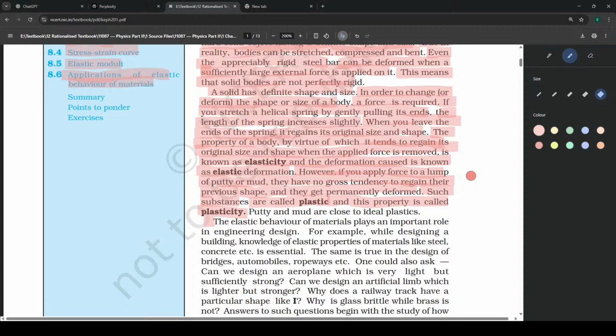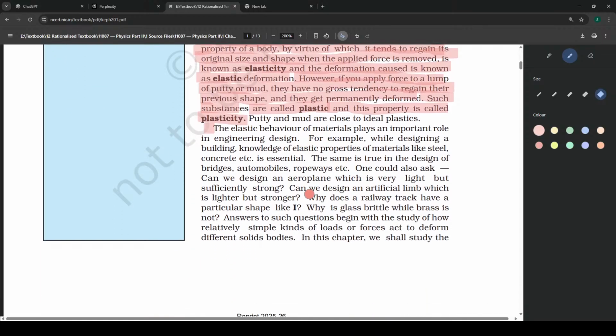Opposite to that, if the applied force is removed but the object does not return to its original shape and size and does not reform, the property is known as plasticity. The materials are called plastic materials, and before, elastic materials with the property elasticity. Putty and mud are close to ideal plastics. There are not only ideal elastic objects, there are also ideal plastic objects, like putty and mud, which remain deformed most ideally, so they are called ideal plastics.